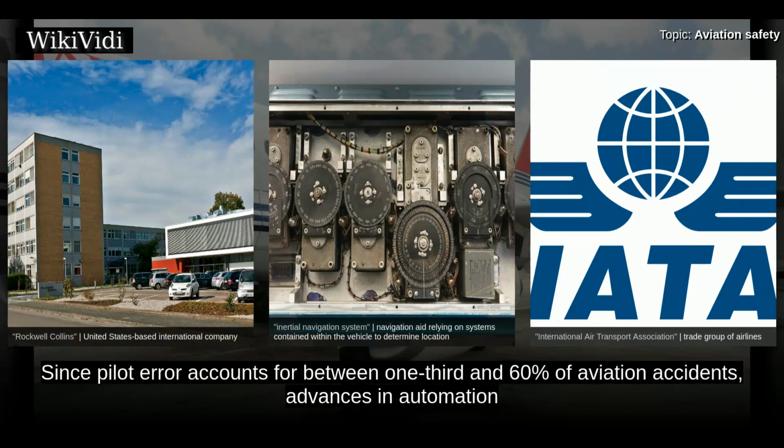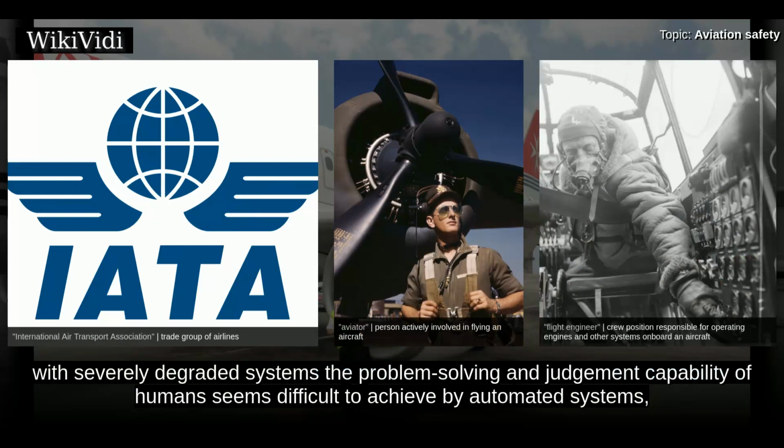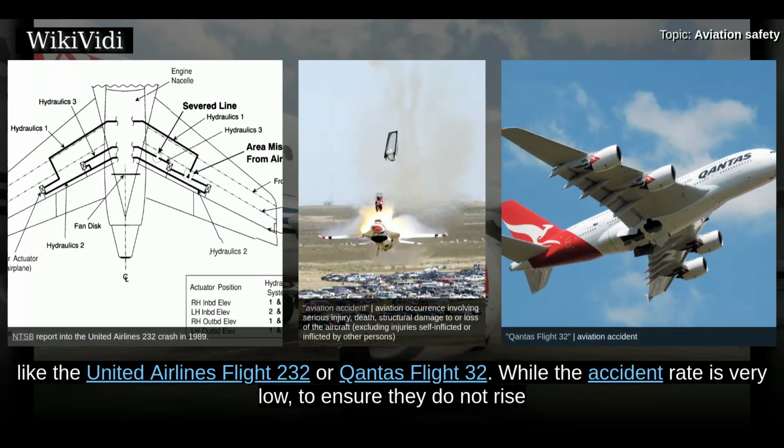Advances in automation and technology could replace the aircraft pilots after eliminating the flight engineer, but in complex situations with severely degraded systems, the problem-solving and judgment capability of humans seems difficult to achieve by automated systems, like the United Airlines Flight 232 or Qantas Flight 32.